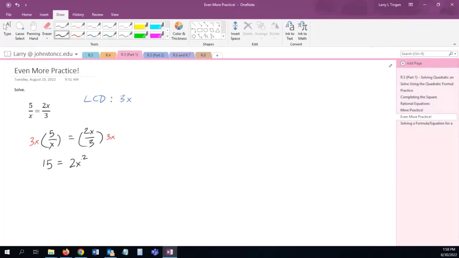This is almost a square root principle. All you have to do is get that x squared by itself. Can we do that? Absolutely. I'm just going to divide both sides by 2.